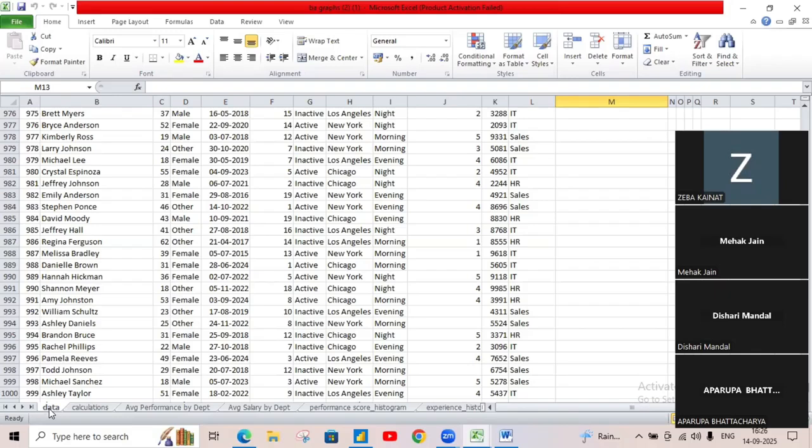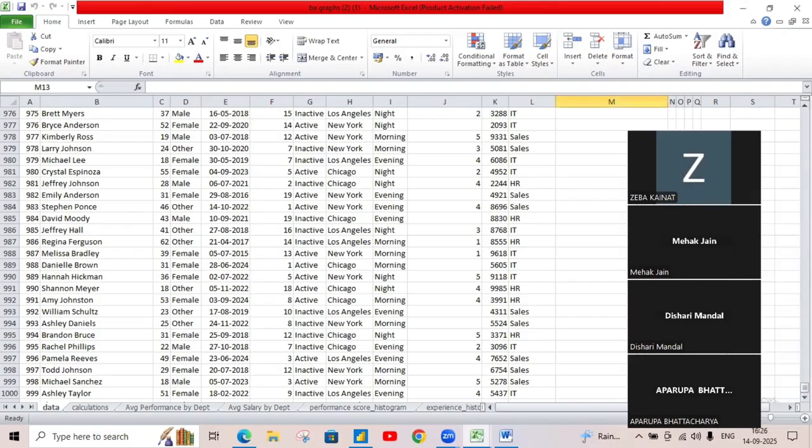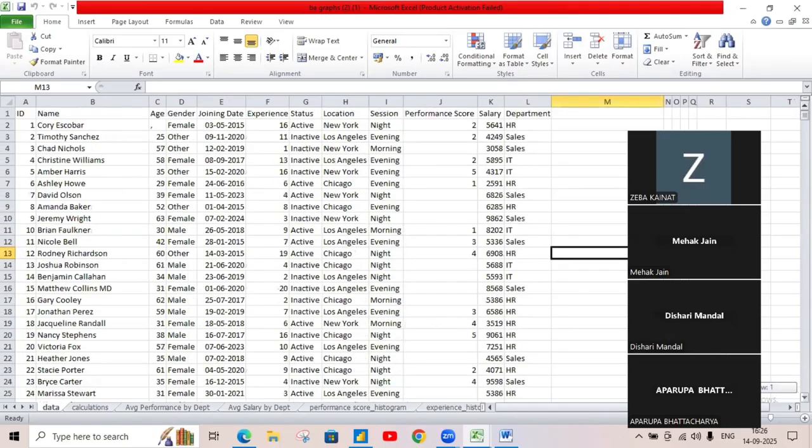So hello again, everyone. This side Dishari. We have analyzed the data on an Excel sheet. The dataset contains information on 1,000 employees across different departments. Key fields include age, gender, joining date, experience, performance score, salary, and department. Salary ranges from 2,015 to 9,993, while performance scores range from 1 to 5. This information provides the foundation for calculating averages and identifying trends in employees' performance and pay structure.